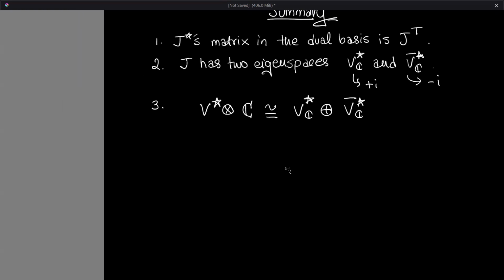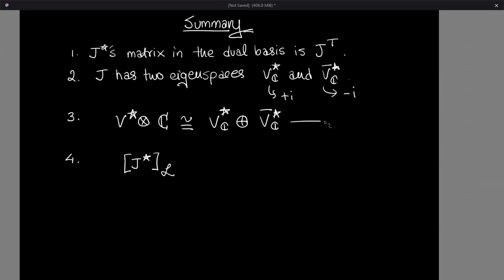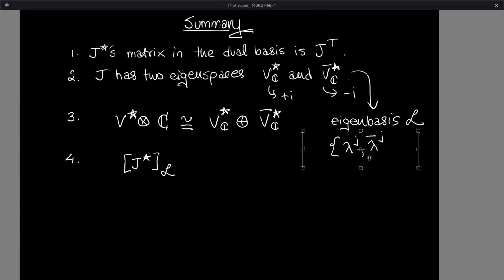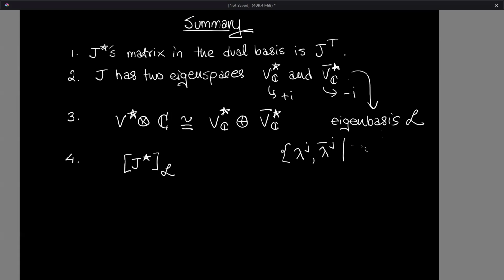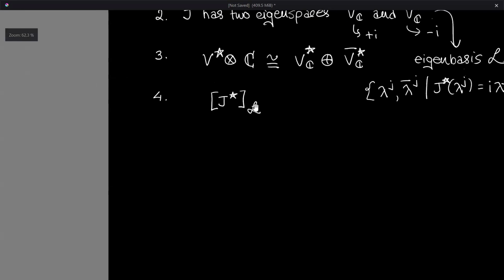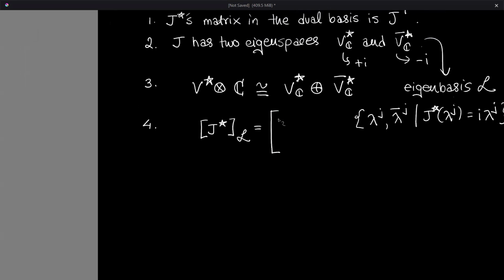So, right. And then we saw the form of J star, from here we got the eigenbasis L, which looked like lambda J, lambda bar J, such that lambda J star of lambda J is equal to I lambda J. And in this basis, this looks like the block diagonal form plus I identity, 0, 0, minus I identity.